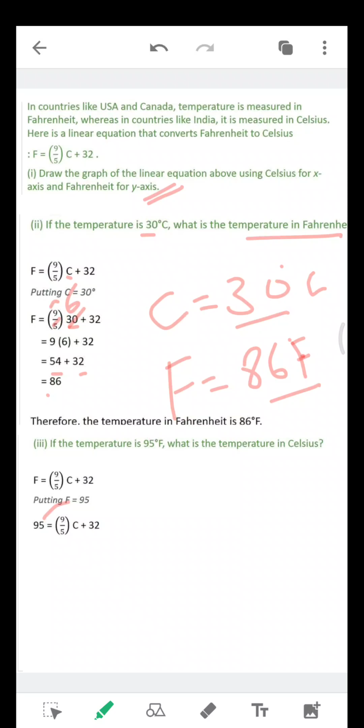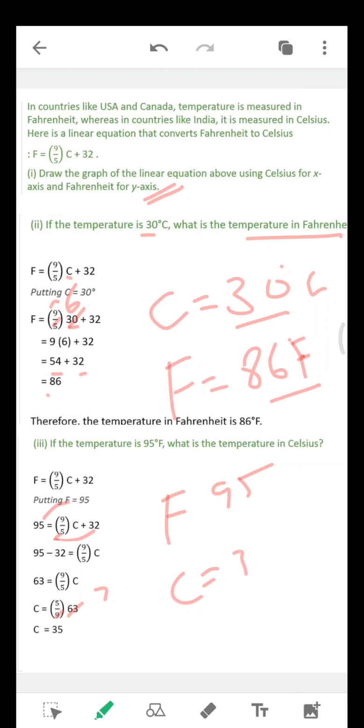Then I can transpose this 32 to the left. So it becomes 95 minus 32. And 95 minus 32, if you subtract, is 63. So C will be equal to 9 by 5 becomes 5 by 9, okay, when it goes to the left. Or when you transpose 9 by 5, it becomes 5 by 9. And you can cancel: 9 ones are 9, 7 times, and 7 5s is 35. So when the temperature in Fahrenheit is 95, the temperature in Celsius will be 35.